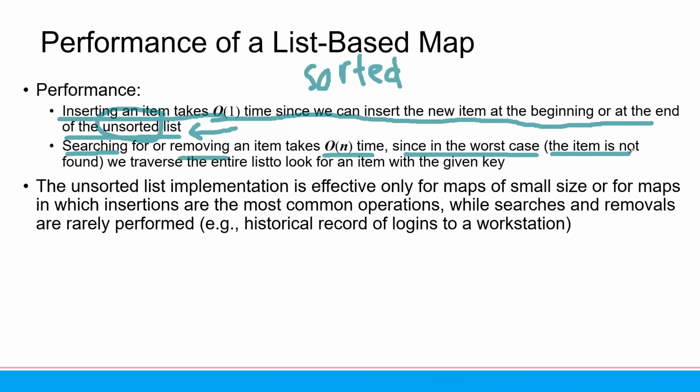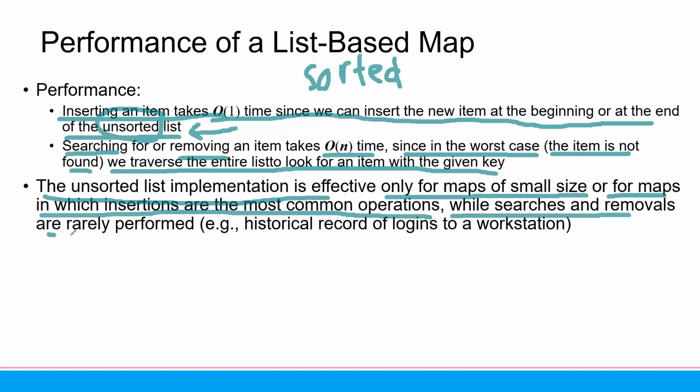The worst case is the item is not found, and we traverse the entire list to look for an item with the given key. The unsorted list implementation is effective only for maps with small size, or for maps in which insertions are the most common operations, while search and removals are rarely performed.